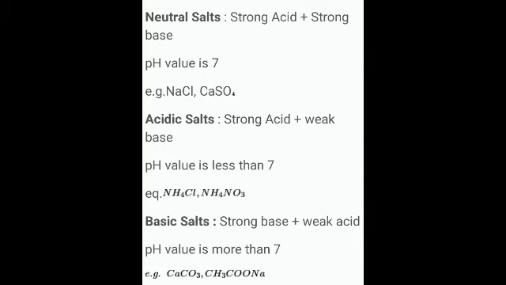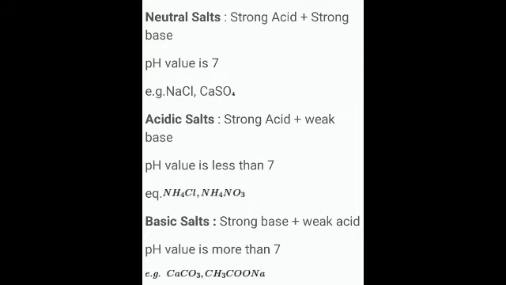In this session, we are going to start salt, its preparation and uses. First thing, how salts are prepared? Mostly, the reaction by which salt is prepared is known as neutralization reaction. See, acids and bases react together to form salt and water, and this reaction is known as neutralization reaction.